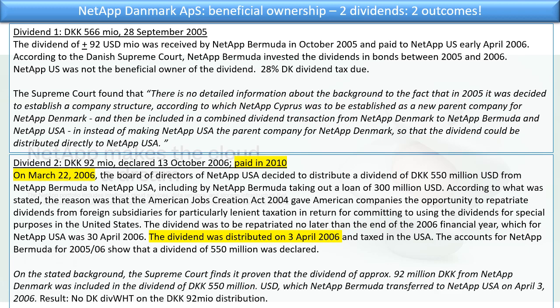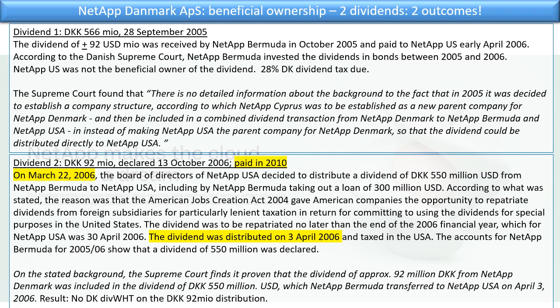And it finishes with the words saying, on the stated background, the Supreme Court, because it showed in the books that the dividends were not paid, but declared and due, and therefore there was interest accruing in the books of the dividend paying companies, right? So the Supreme Court says, on the stated background, what I just referred to, the Supreme Court finds it proven that the dividend of approximately 92 million DKK from NetApp Denmark was included in the dividend of 550 million US dollars, which NetApp Bermuda transferred to NetApp US on April 3, 2006, with the result that no Danish dividend withholding tax was due on the 92 million kroner distribution.